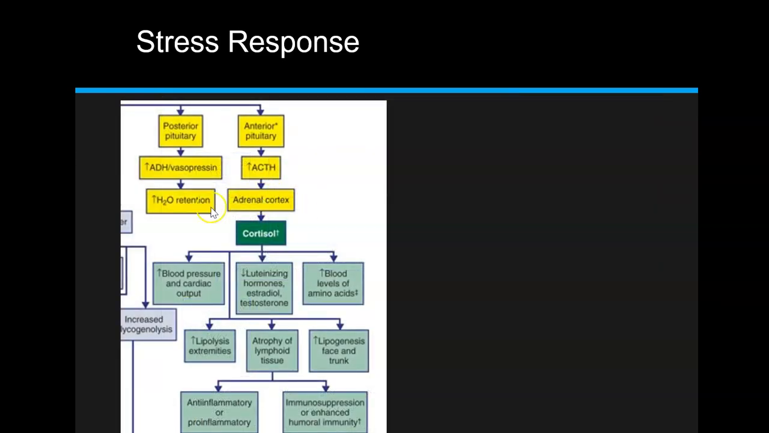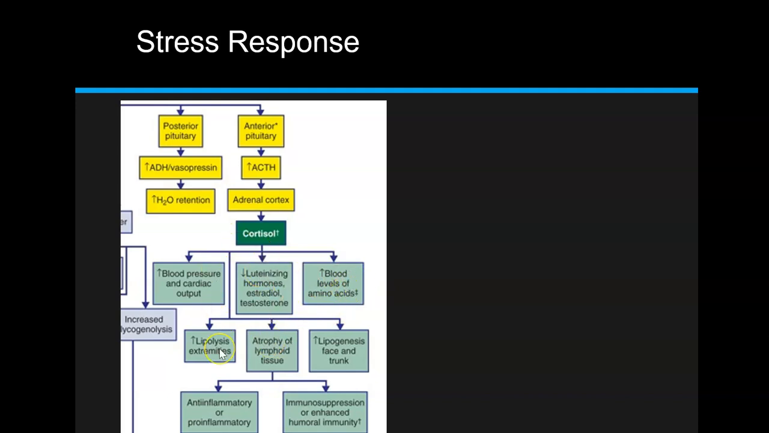Okay, and then on the posterior pituitary, you have an increase in ADH and vasopressin, so it'll make you retain water, increase your blood pressure. So increased water retention. In the anterior pituitary, you have an increase in ACTH, which goes to the adrenal cortex, makes cortisol. Cortisol increases blood pressure and cardiac output, decreases luteinizing hormone, estradiol, and testosterone, because who cares about reproduction if we ain't going to live, and increases blood levels of amino acids.